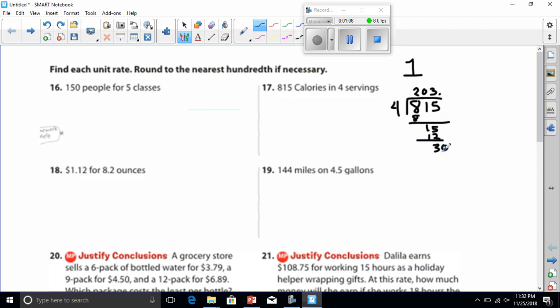I can say that 4 times 7 will give me 28, with 2 left over. And how many times is 4 going into 20? Well, 4 times 5 is 20. So my answer is going to be 203.75 calories per serving. Let's put calories slash serving.